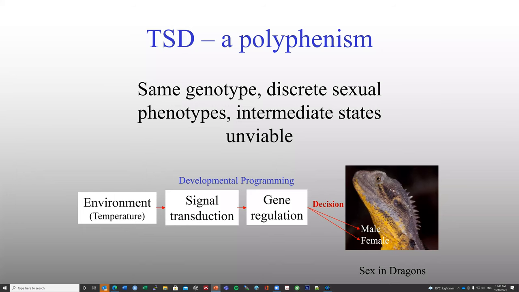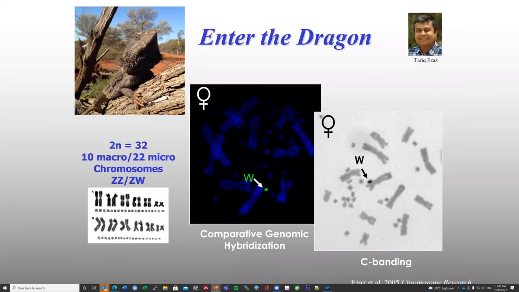Okay, so this is where our model species comes in, the dragon lizard. And it has a very interesting system because it's got sex chromosomes. It's got ZZ/ZW chromosomes like birds. That is, the female contribution to the offspring chromosomally determines the sex, unlike in humans, where it's the male contribution that determines the sex. So they're a ZZ/ZW system, and they've got clear ZZ/ZW chromosomes that were demonstrated by Tariq Ezaz using comparative genomic hybridization to identify the W chromosome, and then later show that it could be identified subtly by standard C-banding. So an interesting system. They've got 10 macrochromosomes and 22 microchromosomes.